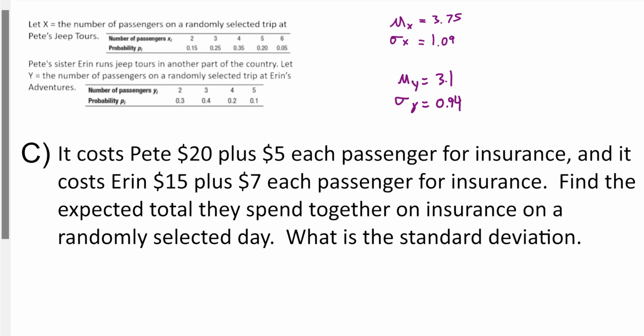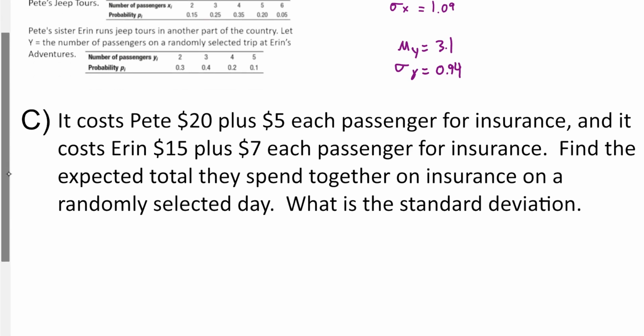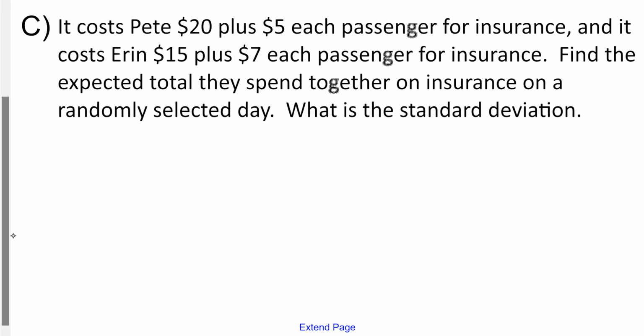Well, let's make it a little bit more difficult here. Question C with the same situation says it costs $20 plus $5 for each passenger for insurance. That's for Pete. And for Aaron, it costs $15 plus $7 per passenger for insurance. Find the expected total they spend together on insurance on a randomly selected day. So they have to insure this thing. And then we talked about how they get a certain amount of money per person or whatever. But say it costs them this much to insure. What is the mean and the standard deviation on all of their money together? Okay? So, this is a little bit more.